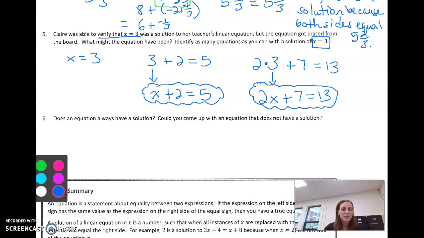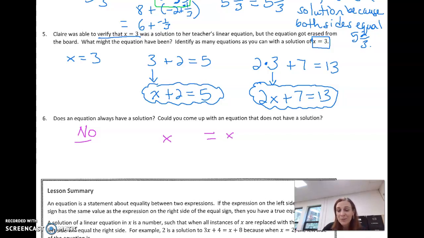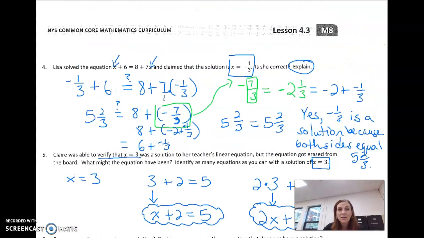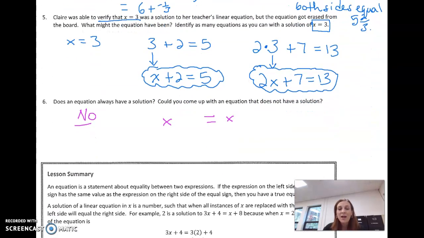All right, last one too. It's going to be a little different. Do equations always have solutions? And the answer to that is no. No, they don't. Can you come up with an equation that doesn't have a solution? Well, basically, we need to put things around this equal sign that can never be equal to each other. If I wrote x equals x, is that a true statement? Yes, because if x was 3, this would be 3 equals 3. If x was a negative 1/3, this would be a negative 1/3 equals a negative 1/3. Always going to be equal to each other.